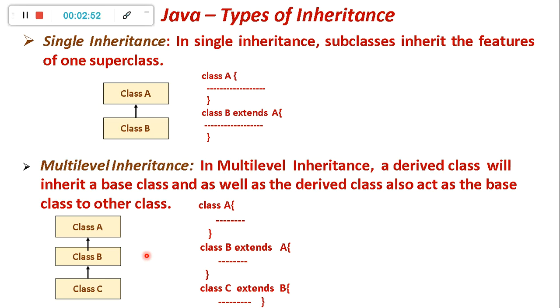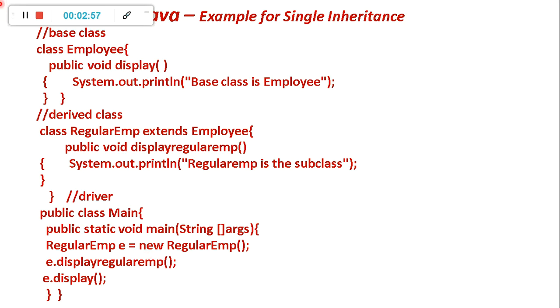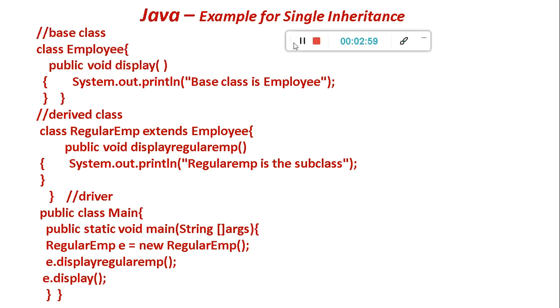We will see the example program now. So we discuss an example for single inheritance. The name of the class is employee. This is the name of the base class. We define a method. The name of the method is display. The return type is void. It will display a message.